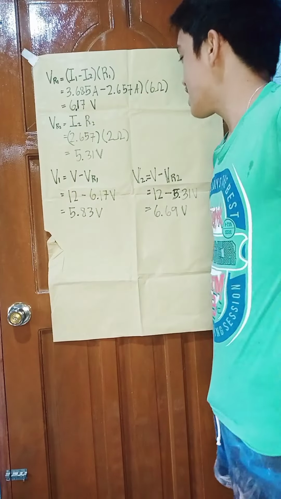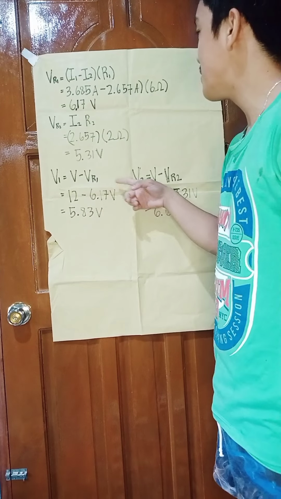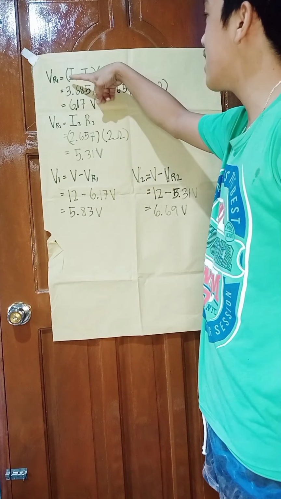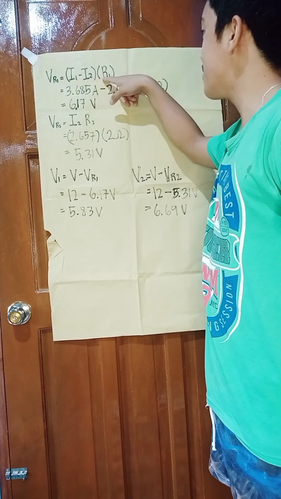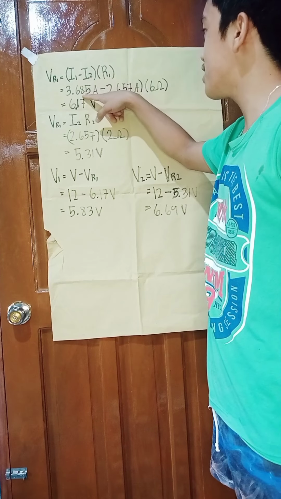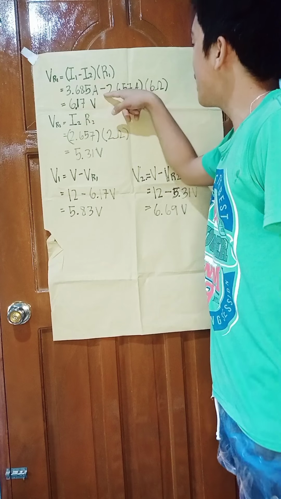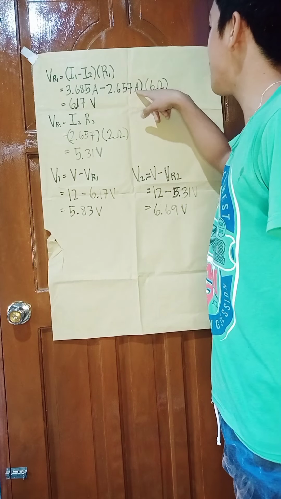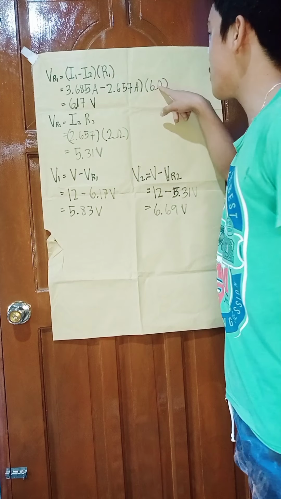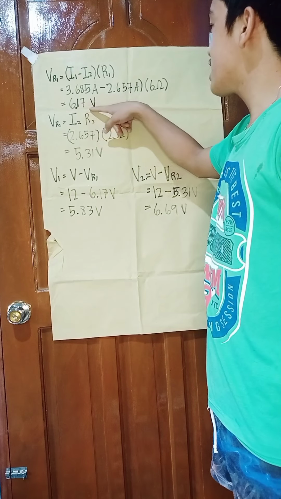So next is finding V1 and V2. But before that, we need to solve first the VR1. So VR1 is equal to I1 minus I2 times R1. So I1 is equal to 3.685 amperes minus I2, which is 2.657 amperes, times the R1, which is 6 ohms. So it is equal to 6.17 volts.